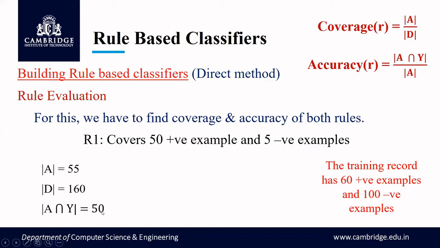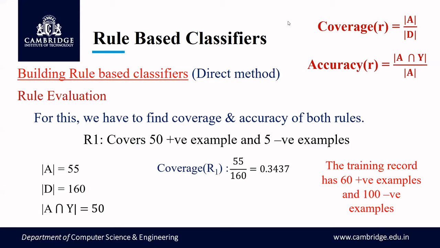So |A ∩ Y| is 50 here. So now using these values, identify the coverage and accuracy of it. The coverage of R1 will be what? It will be 55 by 160, that is |A| by |D|, which is 0.3437, right?